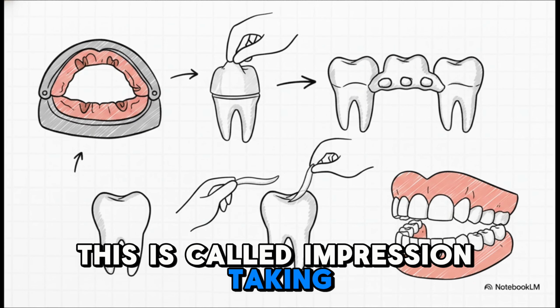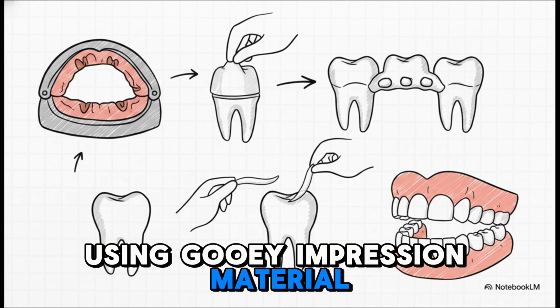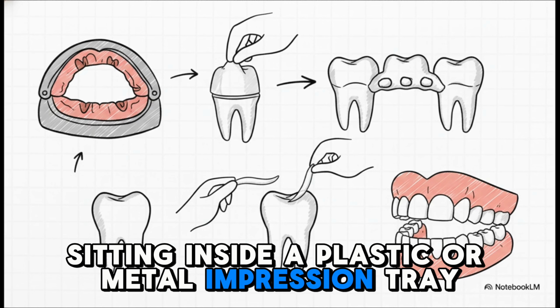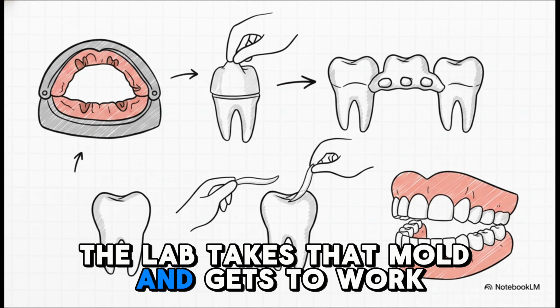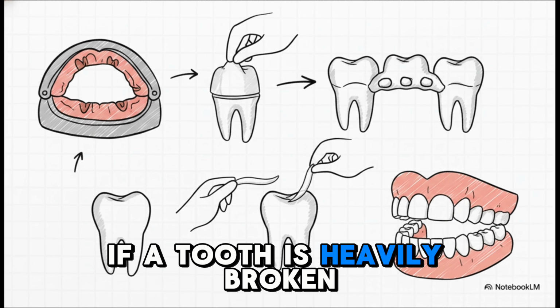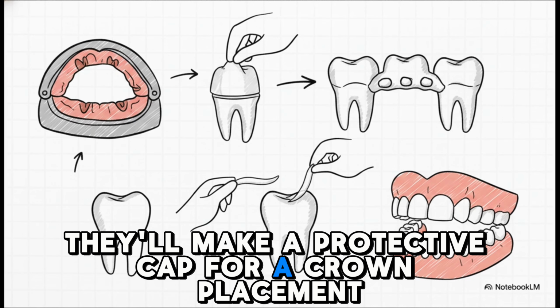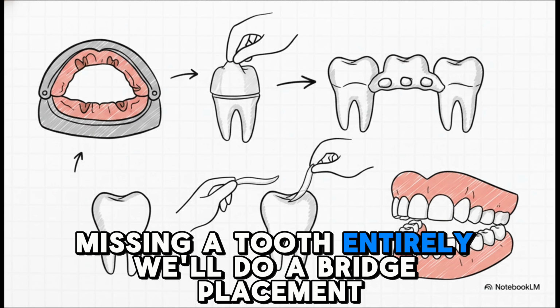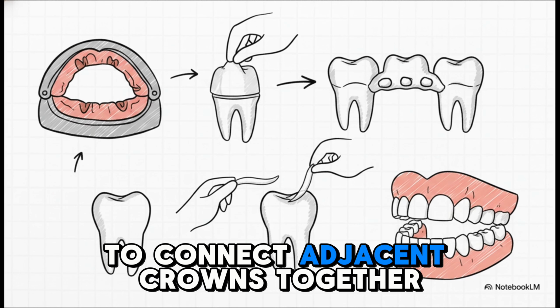This is called impression taking, using gooey impression material sitting inside a plastic or metal impression tray. The lab takes that mold and gets to work. If a tooth is heavily broken, they'll make a protective cap for a crown placement. Missing a tooth entirely, we'll do a bridge placement to connect adjacent crowns together.